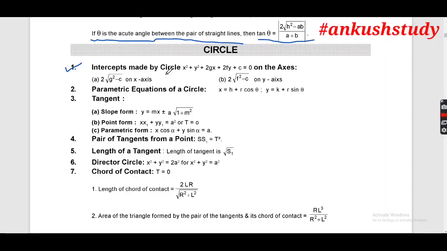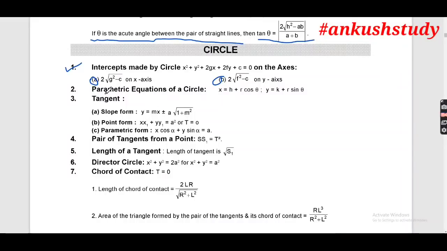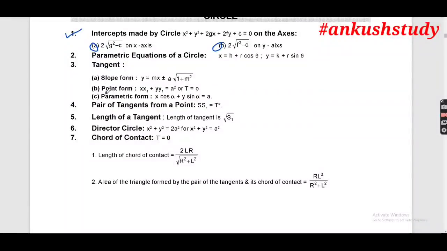plus 2fy plus c equals 0, on the axes. So the first condition is 2 root of (g square minus c) on the x-axis, and the second is 2 root of (f square minus c) on the y-axis. Okay, I'll repeat. This formula is important, so I will repeat it: 2 root of (g square minus c) on the x-axis, and 2 root of (f square minus c) if it is on the y-axis. And this is the parametric equations of circle.